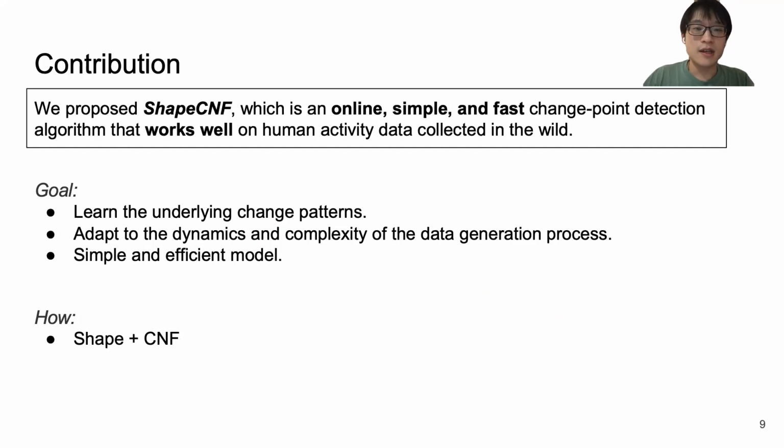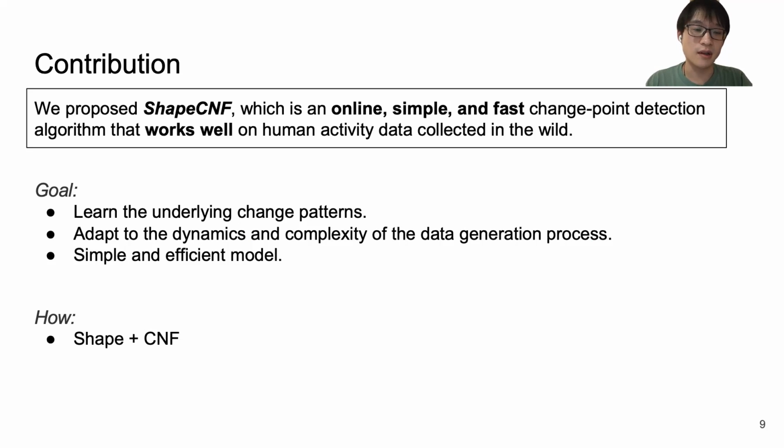To this end, we design a novel algorithm. We call it ShapeCF to solve these problems. ShapeCF is an online, simple, and fast change point detection algorithm that works well on human activity data collected in the wild. There are several goals that ShapeCF would like to achieve.